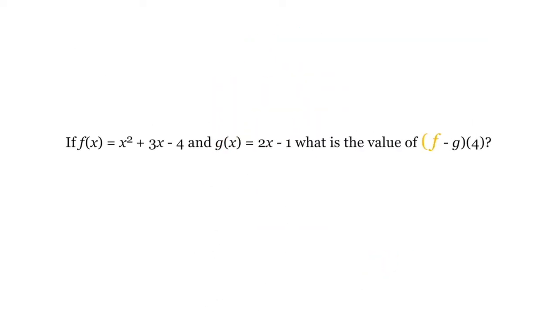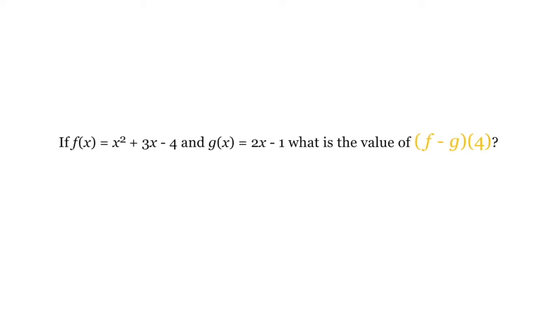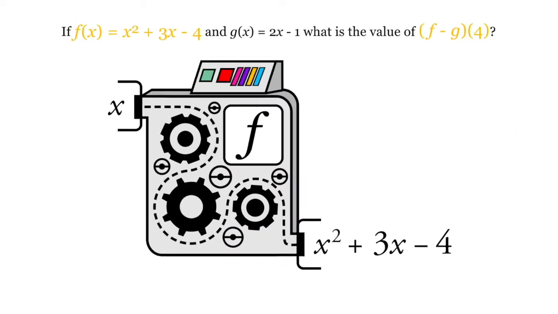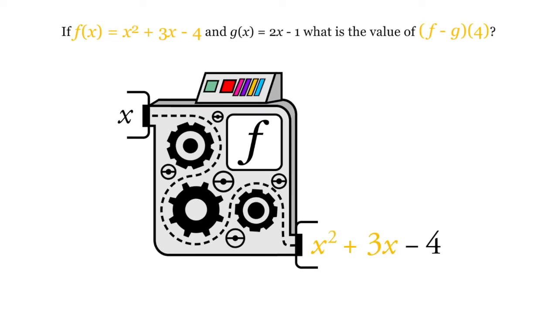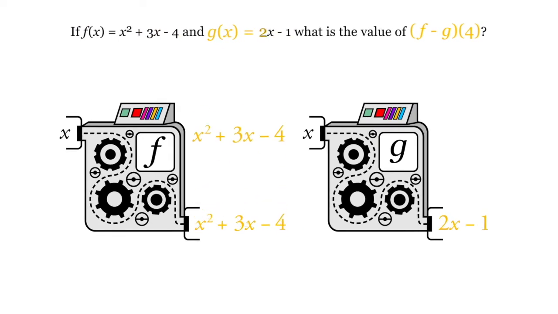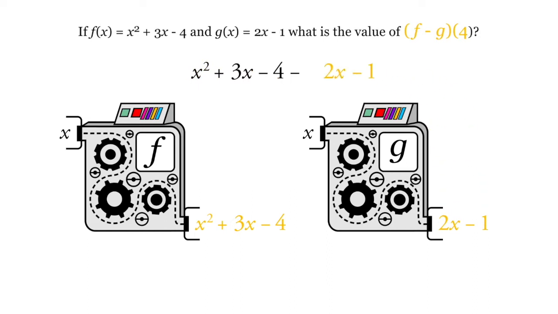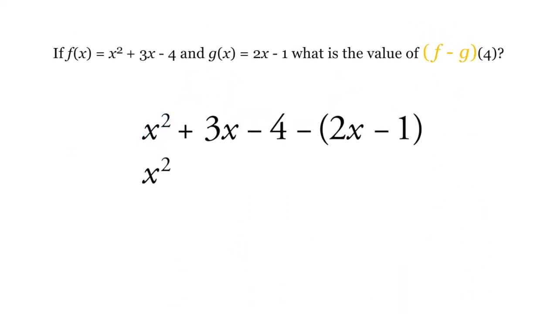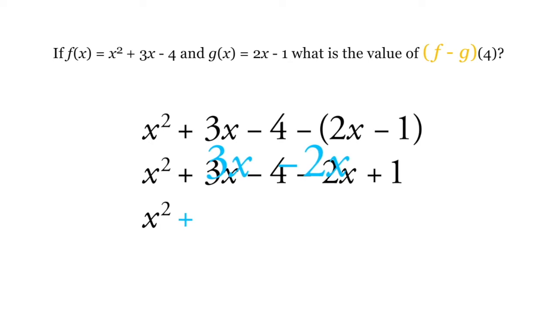So if we're taking f minus g of 4, we can take f, and f, you remember, is x squared plus 3x minus 4, and g is 2x minus 1, and we're going to take f and go ahead and subtract g. So then we have x squared plus 3x minus 4, and we'll take that negative sign and distribute it to everything in the parentheses. So we're going to subtract 2x from that, and we'll add 1. All right, now we'll combine like terms. We have x squared plus x minus 3.